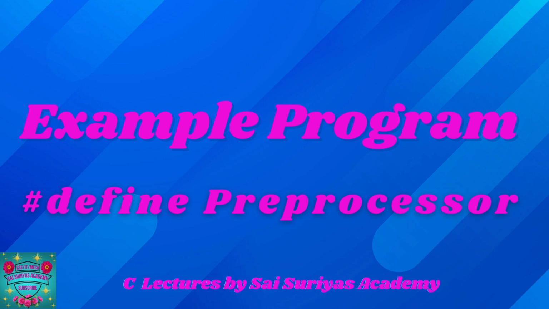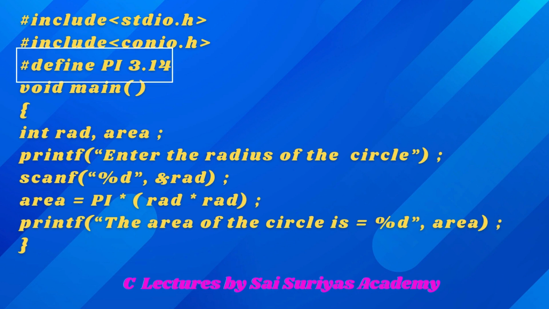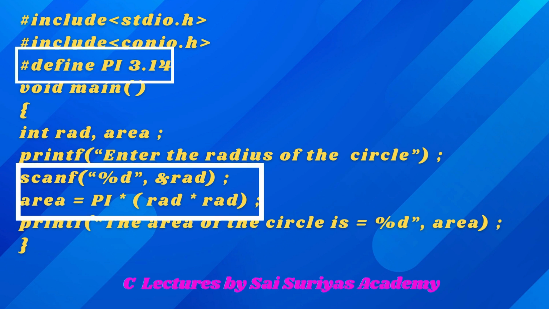Now again consider this example for representing a hash define preprocessor. Here, hash include stdio.h, conio.h. Before the main itself, we are defining hash define PI 3.14. That is, the value is defined using the hash define preprocessor. Within the main, we are declaring two variables, integer radius and area. Then printf: enter the radius of the circle. Through the scanf statement we are reading the radius value with the format specifier. Since it is declared as integer, we are using %d. Then area is calculated using the pi r square formula, PI into rad into rad, that is radius into radius.